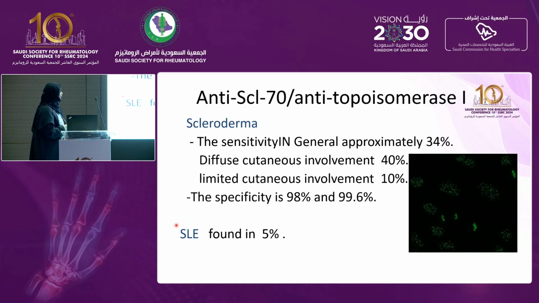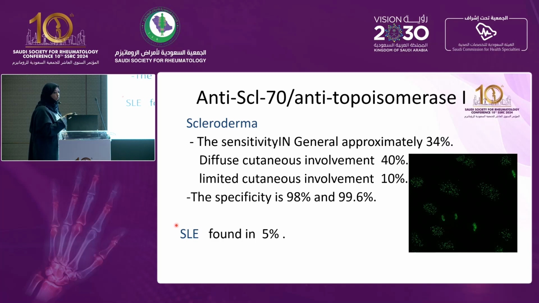Anti-scleroderma 70, sensitivity is about 34%. 40% of the patients with diffuse scleroderma will have it positive, and only 10% of those with limited disease will have it positive. Specificity is 98 to 99%, 99 point something. So if the patient has a positive scleroderma antibody, this can diagnose your disease. But if it is negative, of course, you have to look for the other clinical manifestations.